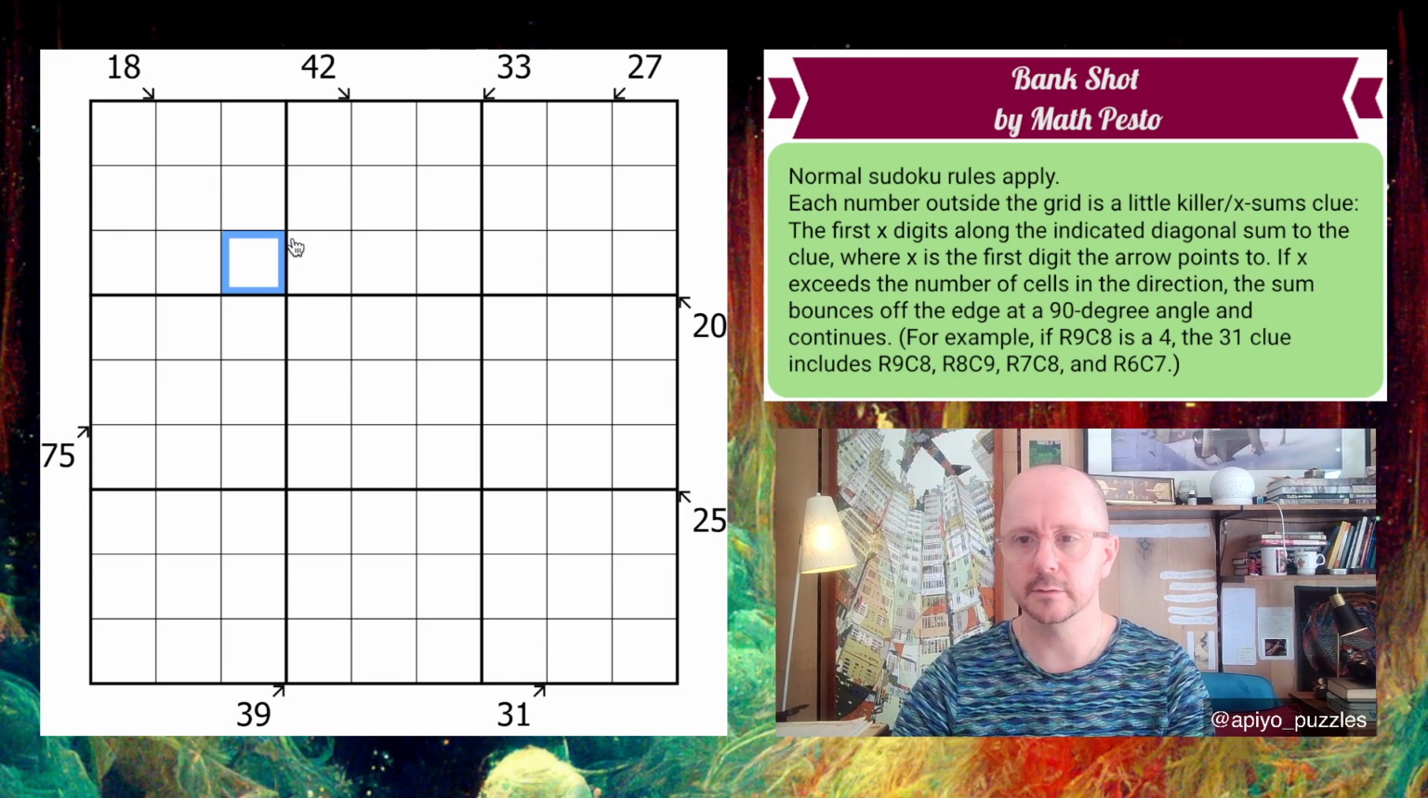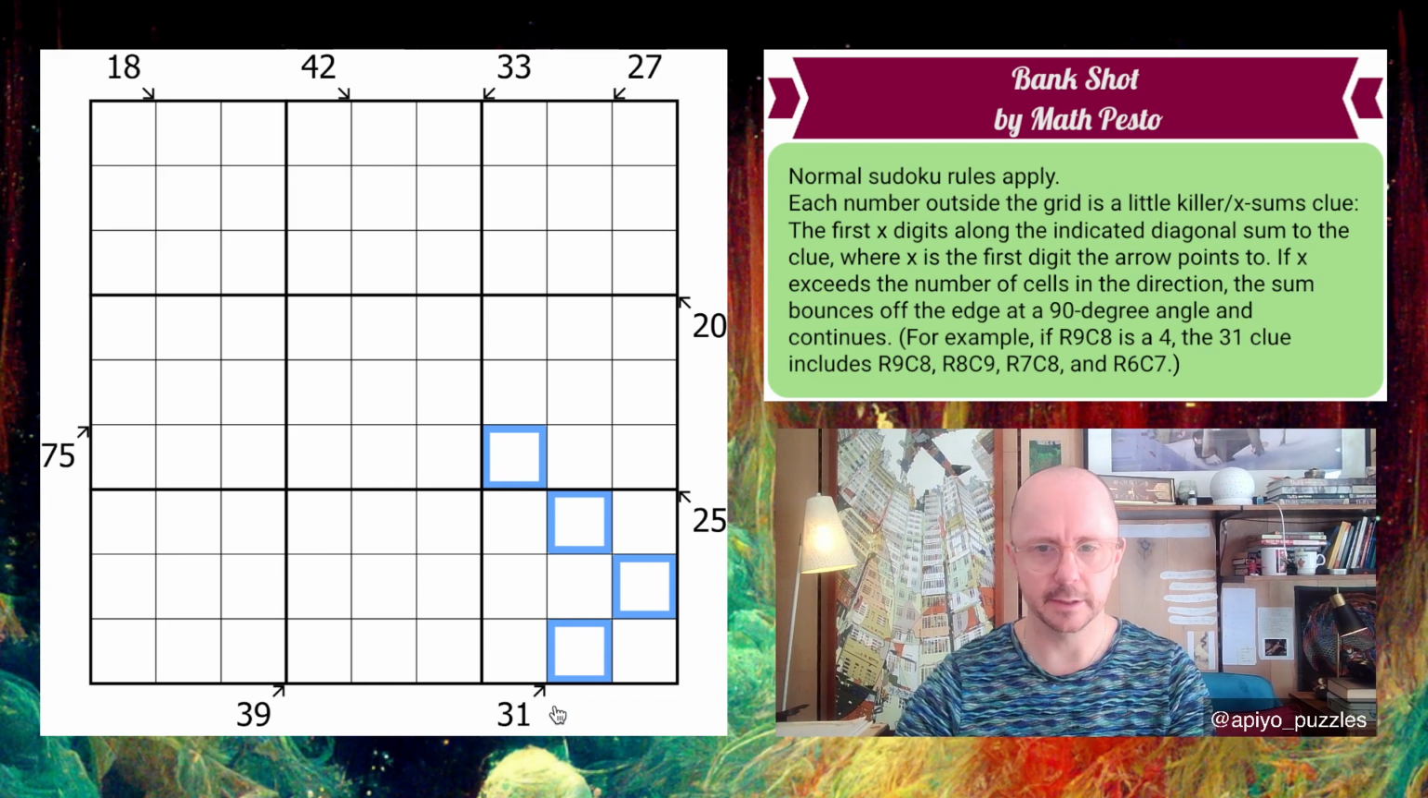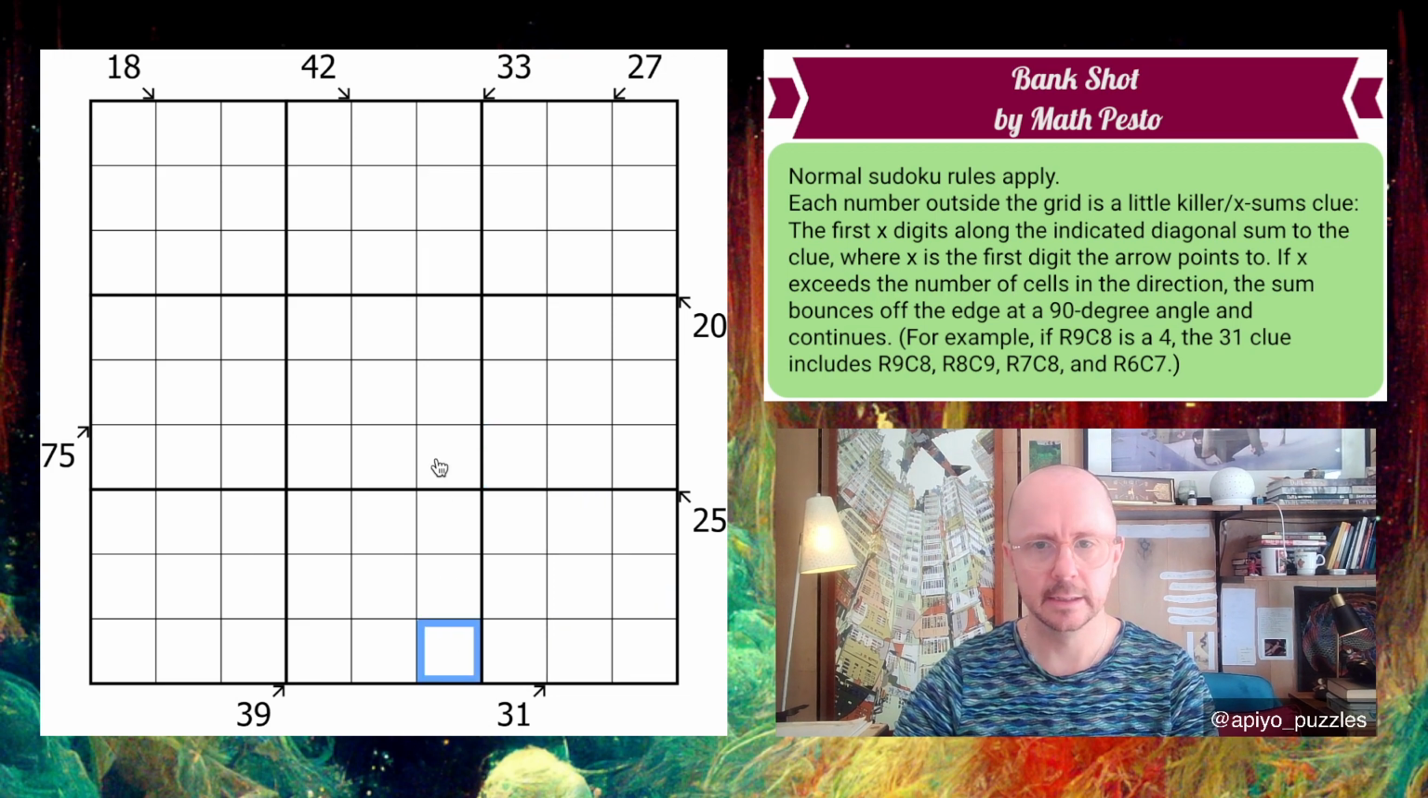Now there's an additional rinky-dink here. If X exceeds the number of cells in the direction, the sum bounces off the edge at a 90-degree angle and continues. And this is the bank shot idea. So the example provided is that this cell here, if that was a 4, it would go 1, 2, and then bounce back and do this. So those 4 cells would add to 31. So that is all there is to it. And we'll see how we go.